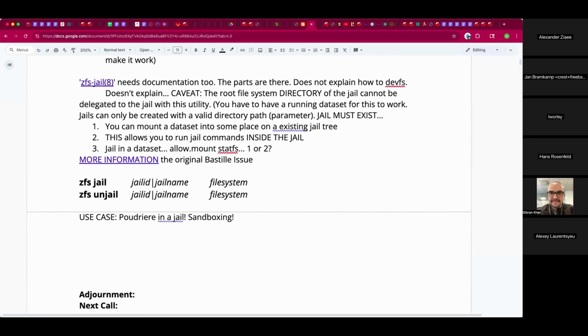It's not bhyve, it's not jail, but it's not OpenZFS. It is ZFS. It's not the right call. I'm exhausted from the summit, but it was awesome.